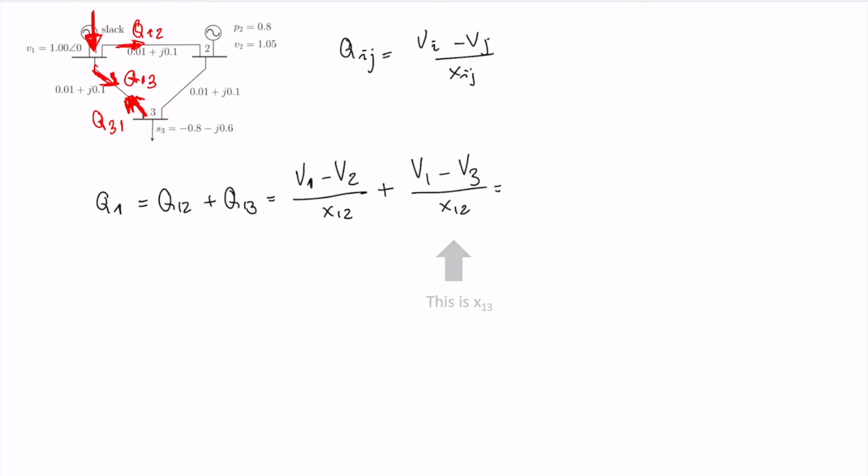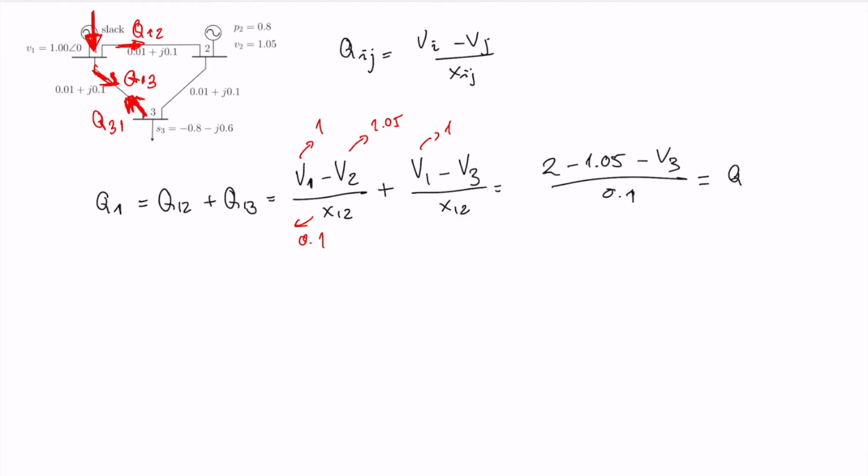What things do I know from here? I know B1 is 1. Also I know B2 is 1.05. And also I know this reactance, this is 0.1. So this will be equal to 2 minus 1.05 minus B3 divided by 0.1. This is equal to Q1. I'm writing again here, and that will be my first equation.